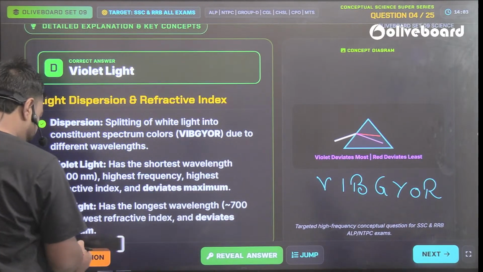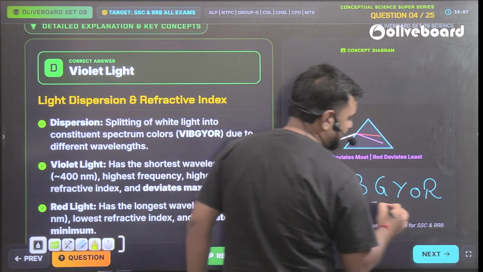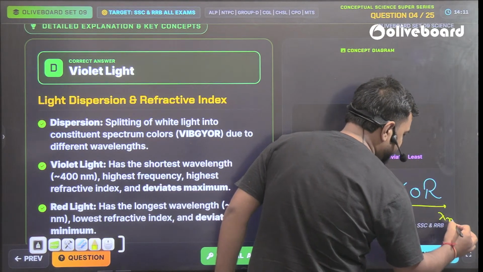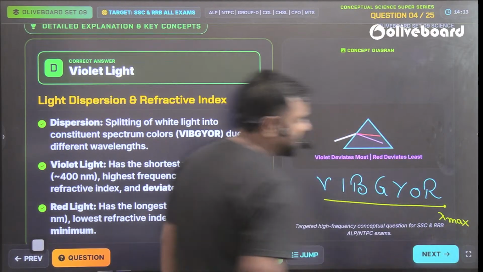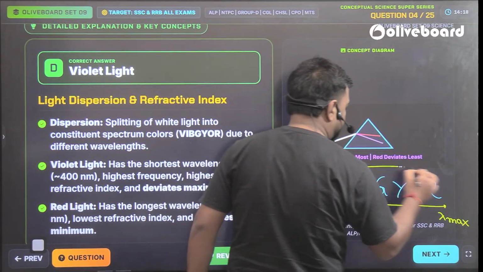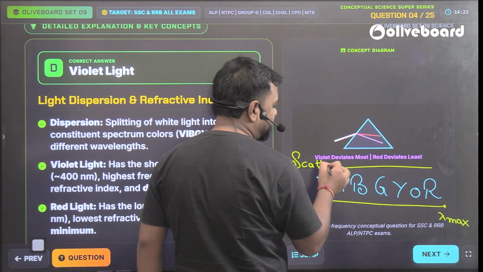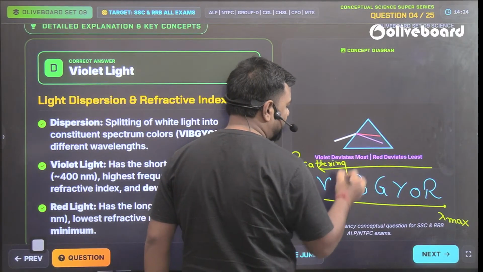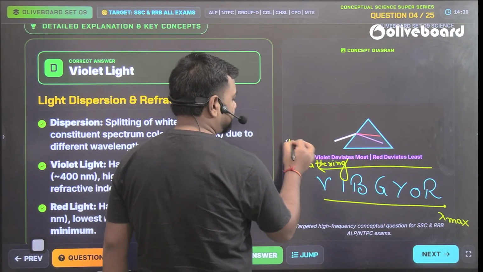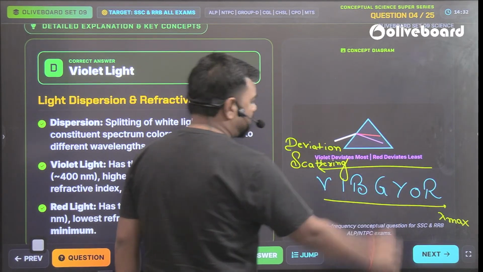When you move from violet towards red, you will find that the wavelength is increasing, and the wavelength for the red color is maximum. But when you move from red towards violet, scattering increases, and hence scattering is maximum for violet. If I talk about the deviation, deviation is also maximum for violet.